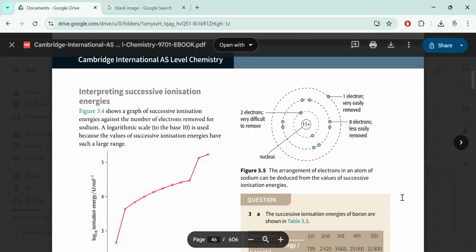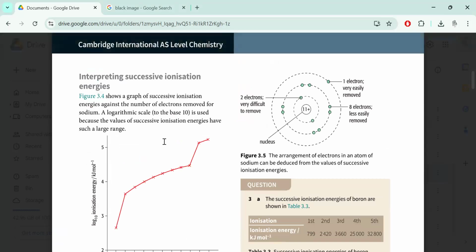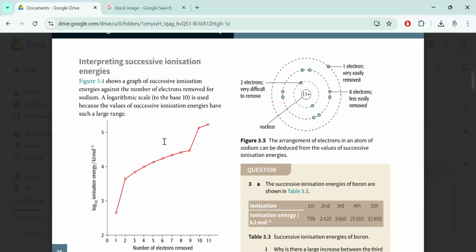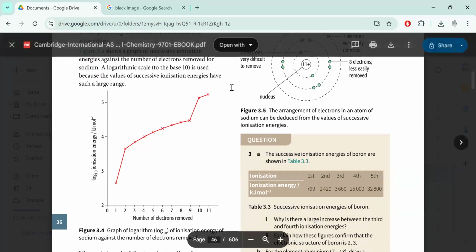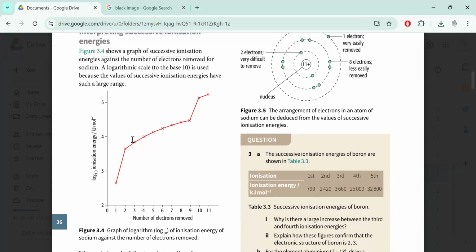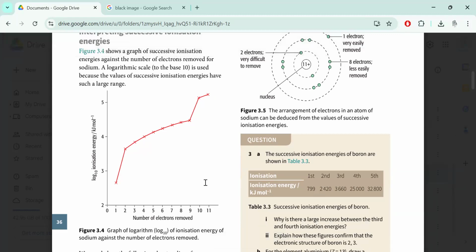So, interpreting successive ionization energy. Here we have a graph. Figure 3.4 shows the graph of successive ionization energy against the number of electrons removed for sodium. Here it's a logarithmic scale to the base 10, just because the values of successive ionization energies have such a large range. So we have a graph of the number of electrons removed along with the log of ionization energy. You can see there's a significant jump in this one. This one is not so much.